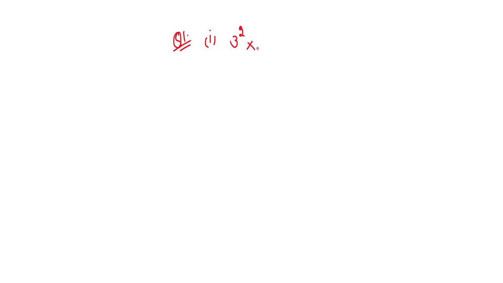In the first question, the first part is 3 raised to the power 2 multiply 3 raised to the power 4 multiply 3 raised to the power 8. Now the base is same. So you have to take 3 as a base. Now the powers are different. Then what you have to do? You have to add the powers. Now what it became? 3 raised to the power 2 plus 4 that it is 6 and 6 plus 8 that it is 14.